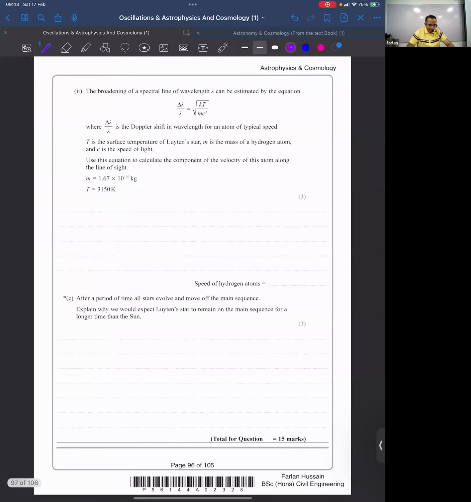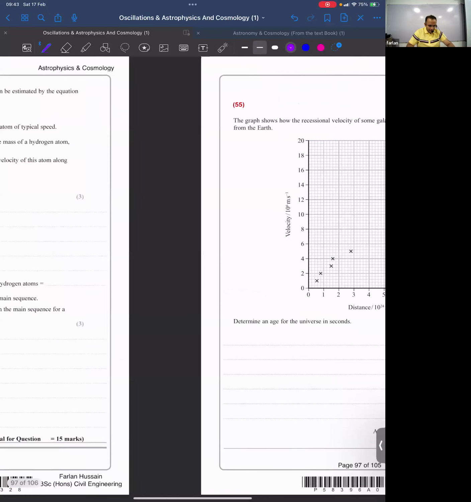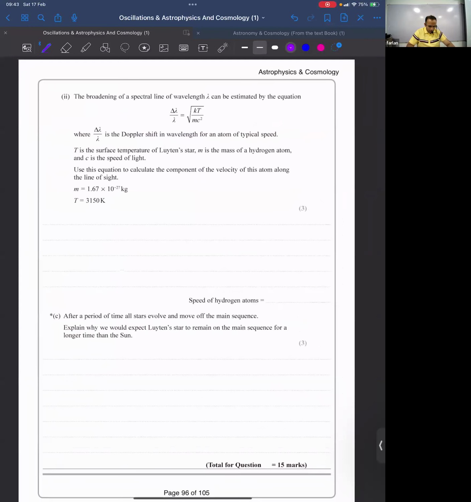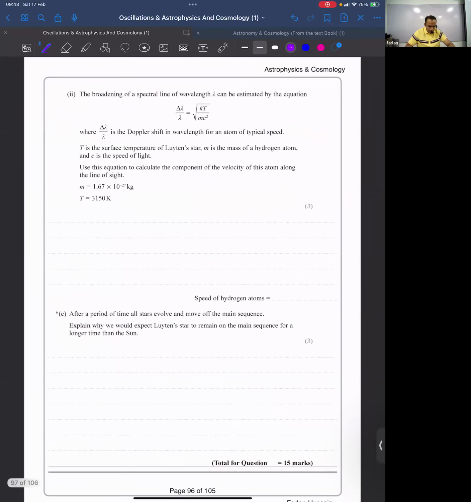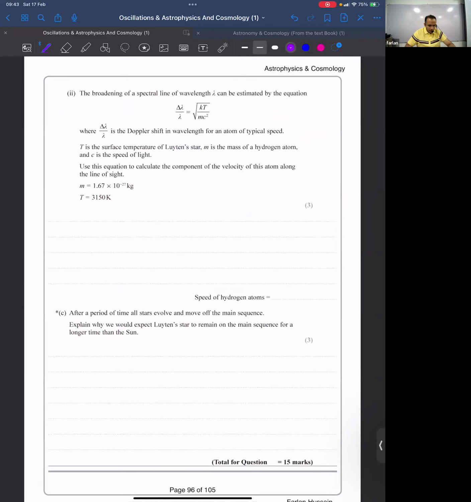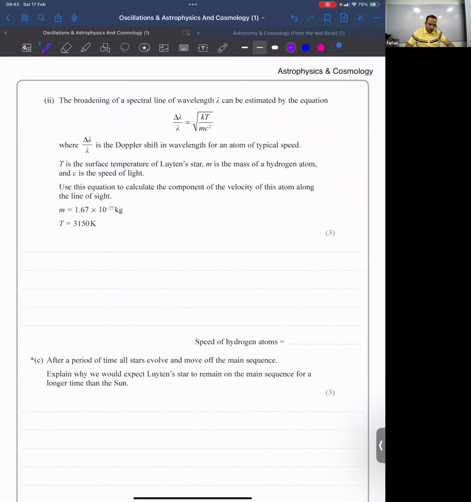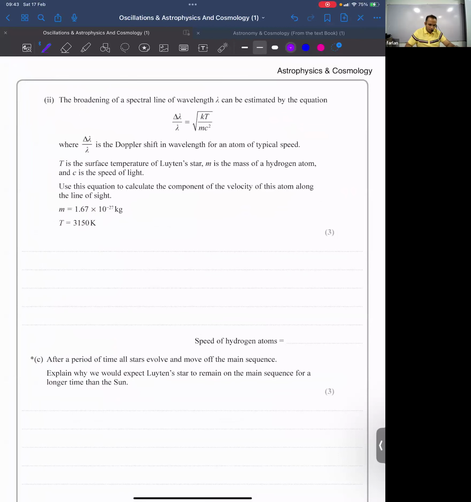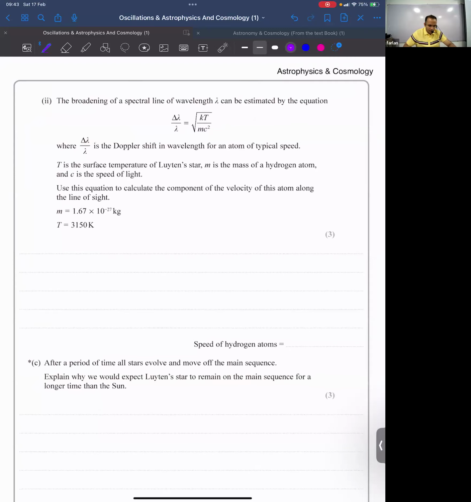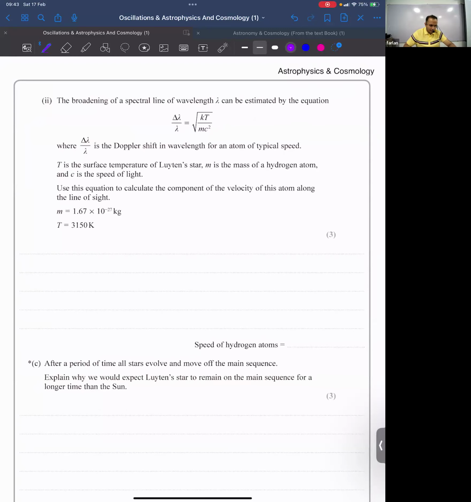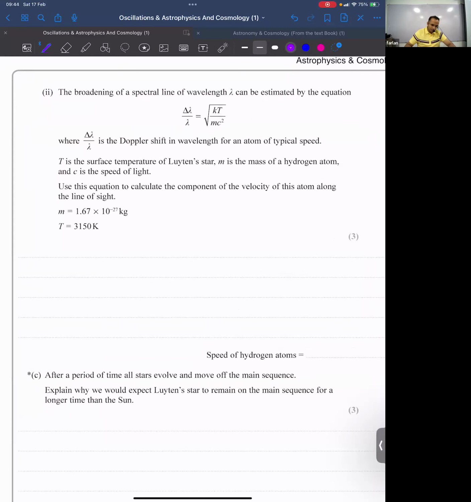Okay. Right, there's the next one. The broadening of a spectral line of wavelength lambda can be estimated by the equation they have given, where delta lambda over lambda is the Doppler shift. For an atom of typical speed, T is the surface temperature of light from star, M is the mass of hydrogen atom, and C is the speed of light. Use the equation to calculate the component of the velocity of this atom along the line of sight. The mass of the atom is given, temperature is already we know.